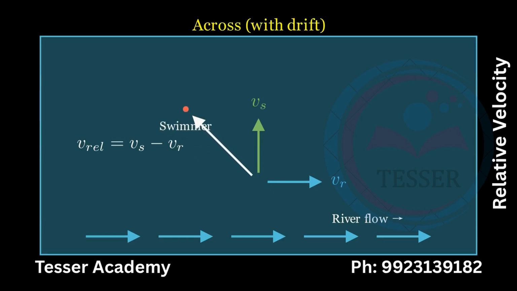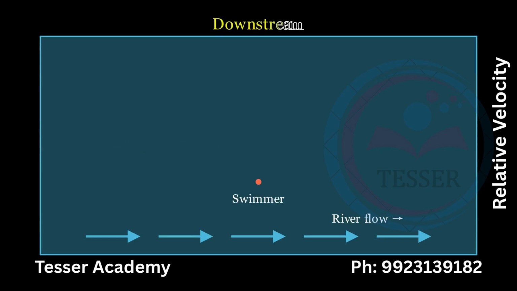The velocity of the swimmer relative to the river is equal to the swimmer's velocity relative to ground minus the river's velocity relative to ground. This vector difference gives the relative velocity of the swimmer. Graphically, this is obtained by reversing the river's velocity vector and adding it to the swimmer's velocity vector. The resulting arrow represents how the swimmer appears to move when seen from the river.